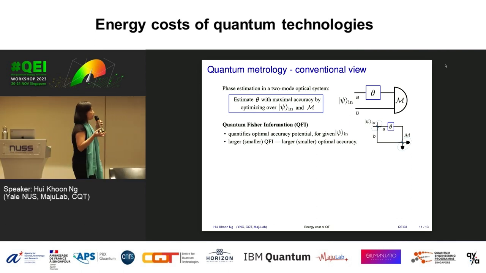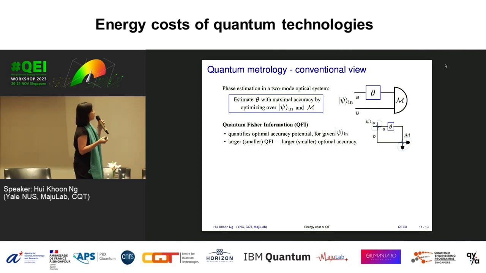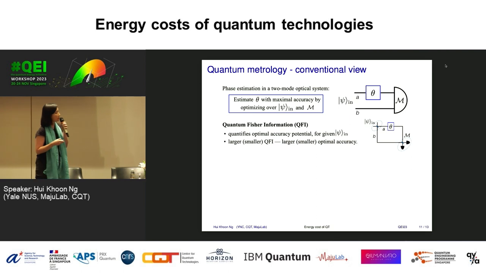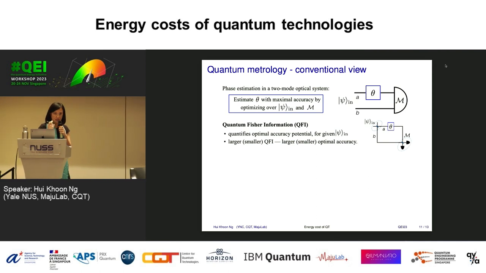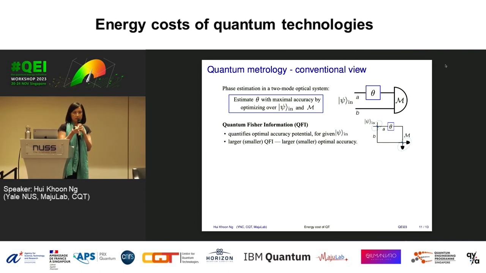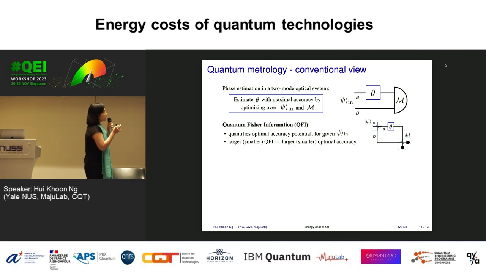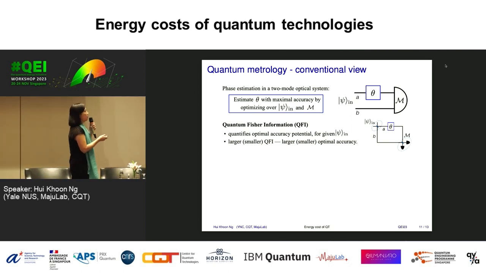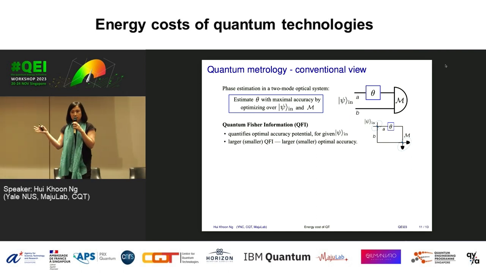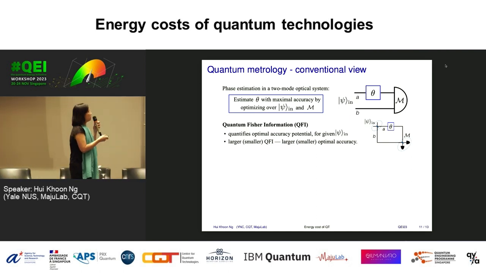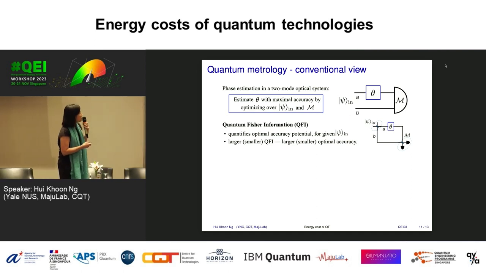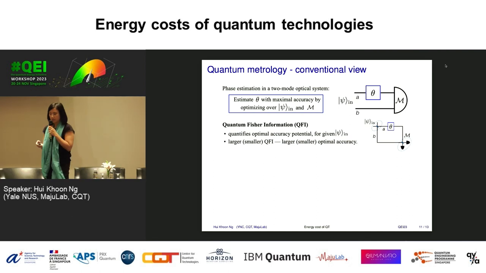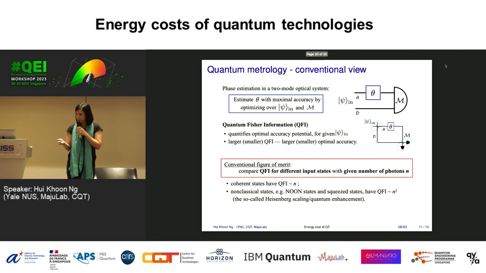The usual way you quantify how good this sort of metrology scheme is, is using the quantum Fisher information. And here we are talking about the potential of your metrology scheme given some input state psi in. I'm not yet talking about optimizing for a given M, or the actual Fisher information that you get. I'm talking about the quantum Fisher information, where you take a given input state and optimize over all possible M values. Of course, the larger the quantum Fisher information, the better the optimal accuracy that you expect to get out of your particular scheme.